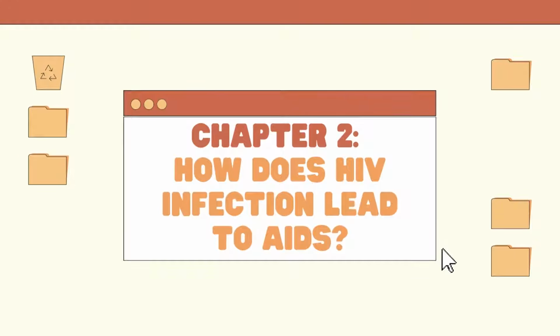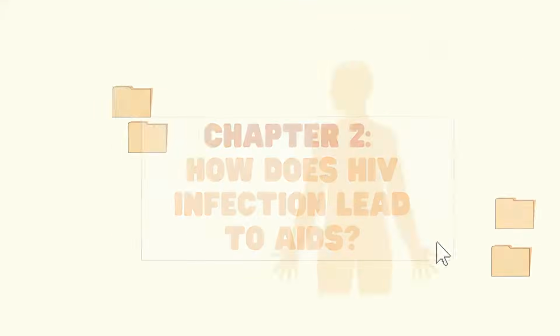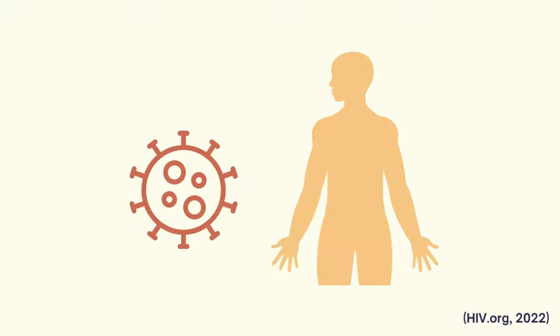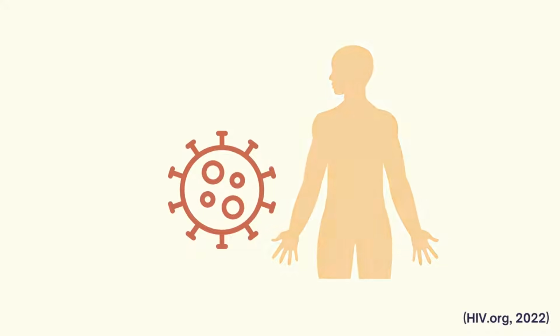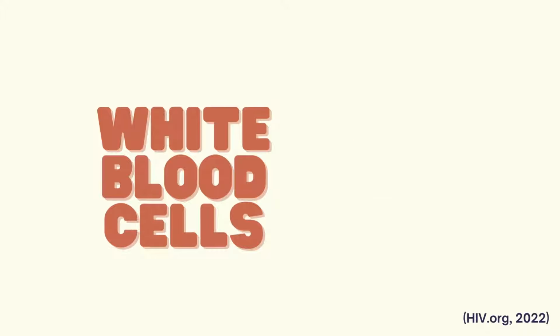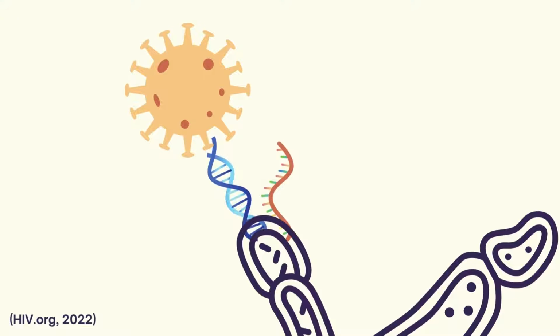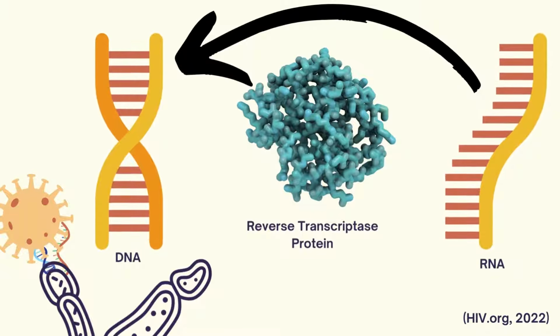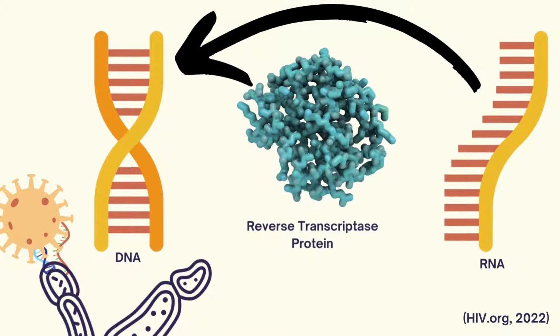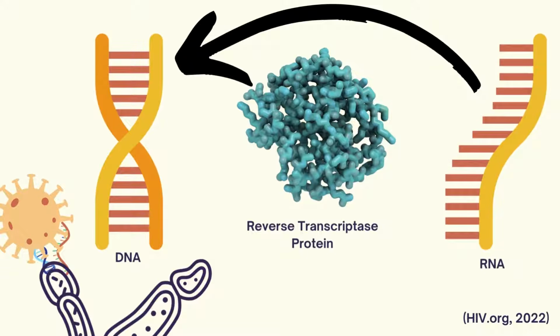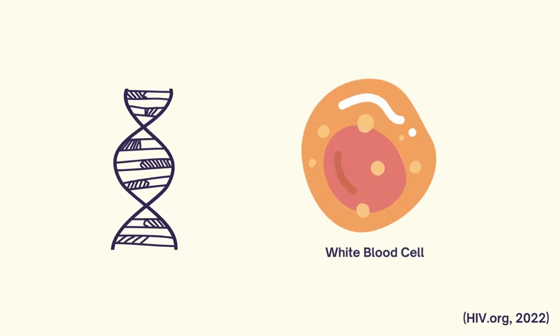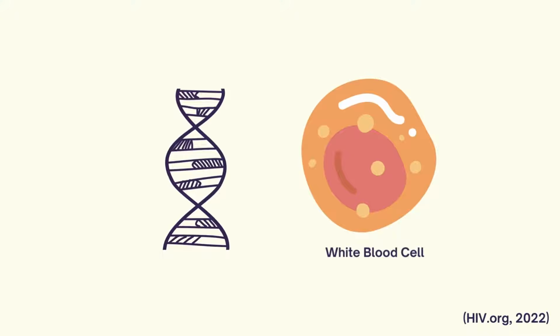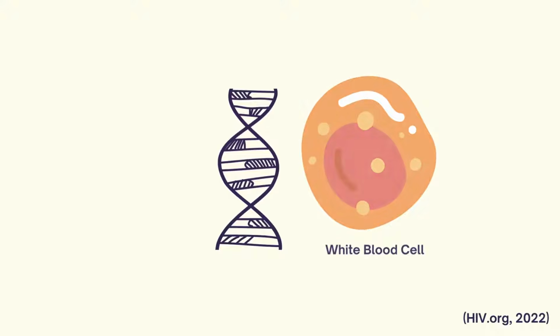Chapter 2: How does HIV infection lead to AIDS? When human immunodeficiency virus enters our bodies, it targets our white blood cells and releases its proteins and genetic information into the cell. With the help of reverse transcriptase that comes with the virus itself, the viral protein converts the viral genes into double-stranded DNA that human cells can recognize. The viral gene then integrates the newly converted viral DNA into the DNA of our white blood cells.